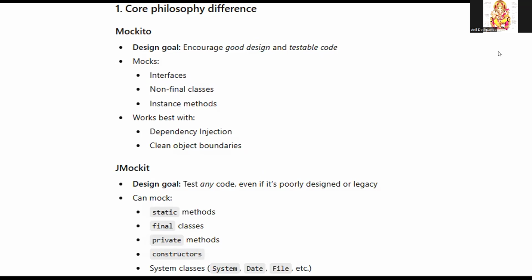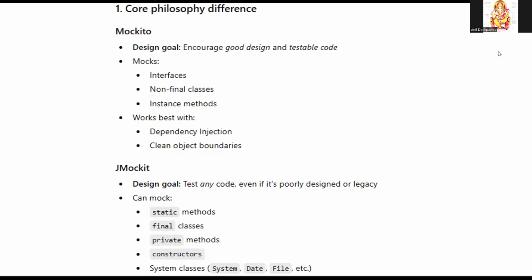But why JMockit? So here's the important part, the crux of what I'm trying to tell is that JMockit can help you to test any code, even if it is poorly designed or legacy code. And that is why people prefer JMockit. It can mock static methods, it can mock final classes, it can mock private methods, it can mock constructors, it can mock system classes, right?